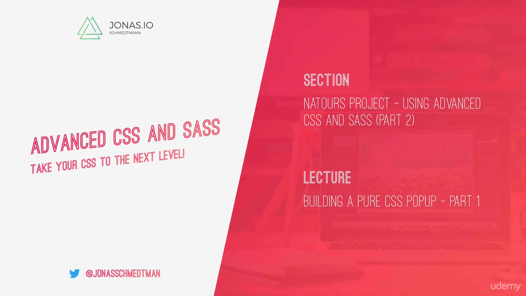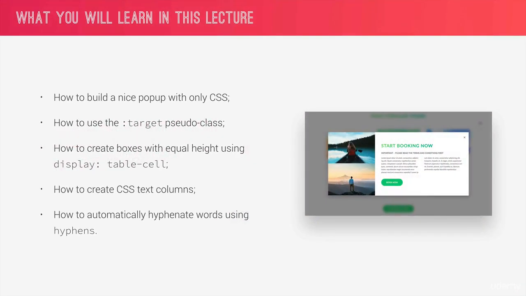Hello and welcome to building the very last part of the Nators project, and that is the pop-up that I showed you before. So in this lecture, you'll learn how to build a nice pop-up with only CSS, and this time we're not using the checkbox hack for that functionality, but instead we're using the target pseudo class. But with this pop-up component, I don't only want to show you how this actually works, but I'll also teach you how to create boxes with equal height using display set to table cell. Plus, I want to give you some tools for text formatting, like creating column layouts and automatic hyphenation of words using the new hyphens property.